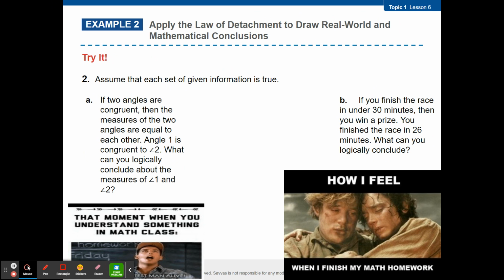For part A, it says if two angles are congruent, then the measures of the two angles are equal to each other. Angle 1 is congruent to angle 2. What can you logically conclude about the measures of angle 1 and angle 2? And then part B, if you finish the race in under 30 minutes, then you win a prize. You finish the race in 26 minutes, what can you conclude?